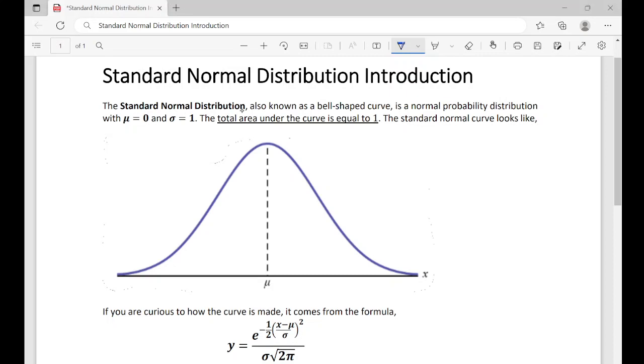The standard normal distribution, also known as a bell-shaped curve, is a normal probability distribution with a mean, or mu, of 0 and a standard deviation, or sigma, of 1. The total area under the curve is equal to 1.